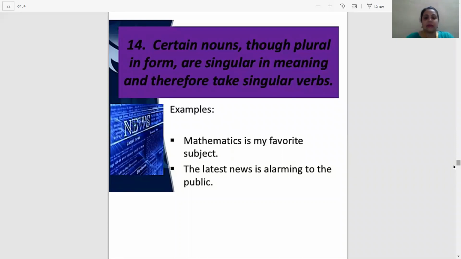Let's see. Mathematics is my favorite subject. The latest news is alarming to the public. Now I think this is clear to you. Which words did I say? Statistics, physics, civics, gymnastics, AIDS, measles. They all are pronounced with s, but they are singular in form. We never say physics are a difficult subject. We always say physics is a difficult subject.